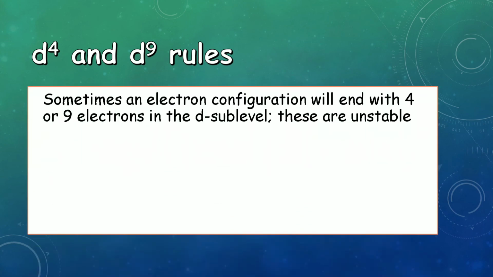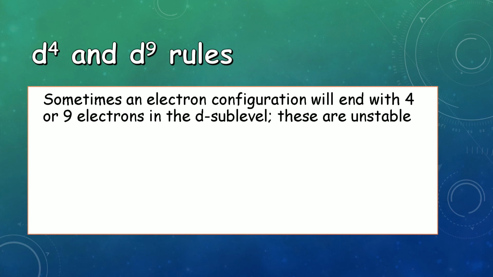But there is an exemption to the rule, especially in D block. Sometimes, an electron configuration will end with 4 or 9 electrons in the D sublevel. These are unstable. Bakit? Kung babalikan natin, ilan ang orbital sa D sublevel? Type your answer in the comment section. Okay, very good. We have 5. Diba? 5. So, bakit siya hindi magiging stable? Dahil meron kang 4 electrons at meron kang 5 orbitals, meron kang isang orbital na hindi malalagyan ng electron. Diba? So, hindi siya magiging stable.